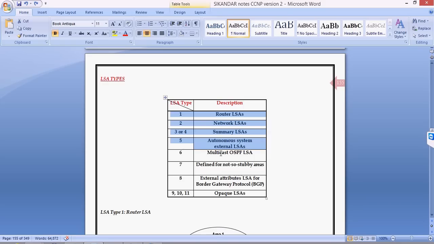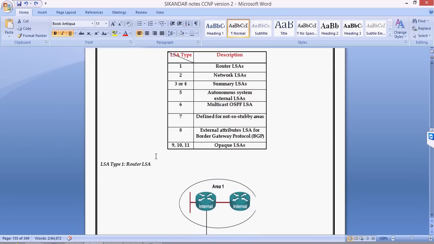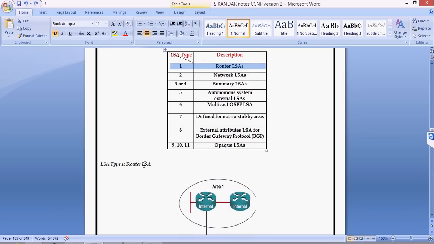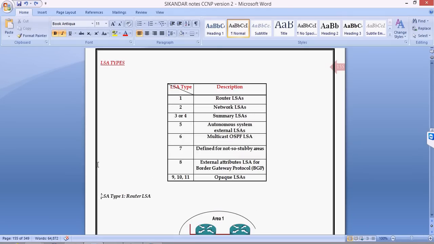When you refer to documentation, Cisco docs or Cisco Press books, you'll find a lot of theory covering these LSA types. So I'm going to simplify these LSA types, and we'll try to understand what exactly an LSA is. LSA is just an advertisement, and we'll try to understand when and how these LSAs occur and how it happens. Okay, so I have a simple diagram here.